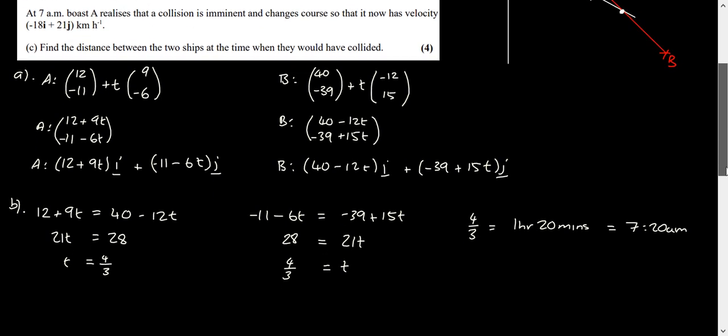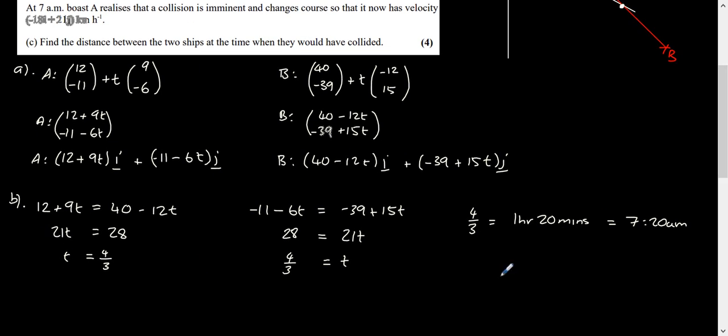So where is the position? Where are they when they collide? Well, in order to find out where they are, we just take our t value, 4/3, and we substitute into either one of these two vectors. So if I substitute into A, we'll have 12 plus 9 times 4/3, and that's our i component. And then we've got minus 11 minus 6 times 4/3 as our j component. So we're going to have 12 plus 12, 9 times 4/3 is 12, so we've got 24i. And then 6 times 4/3, which is 8, minus 11 minus 8 is minus 19j. So I should write, instead of plus, we've got minus 19j.